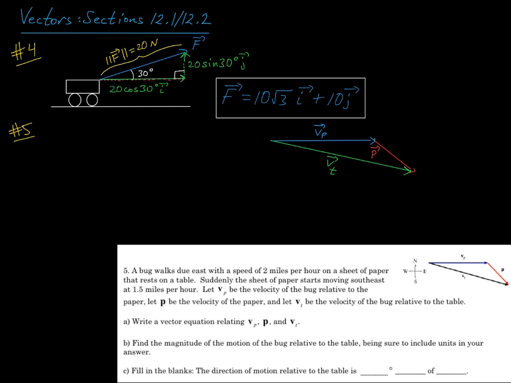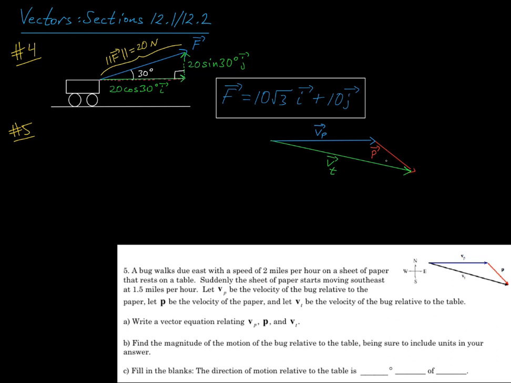Now, when the paper starts to move, okay, the velocity of the paper, so imagine someone pulling the sheet of paper in the direction of this red vector. That's what P is standing for. Okay, and we're told that the sheet of paper starts moving in the direction southeast. Okay, so we're taking a 45-degree turn here and heading in the southeast direction at a rate of 1.5 miles per hour. So the magnitude of this red vector P is 1.5.